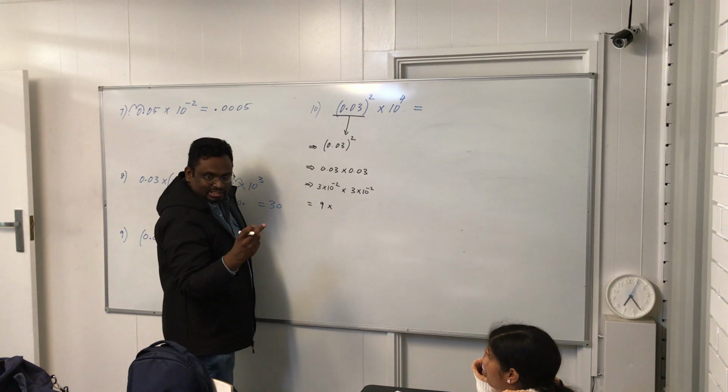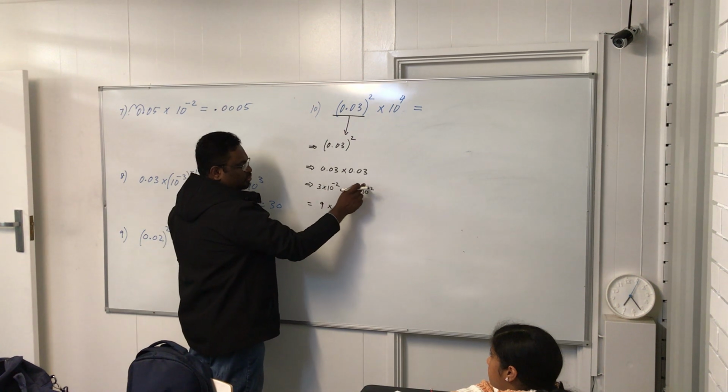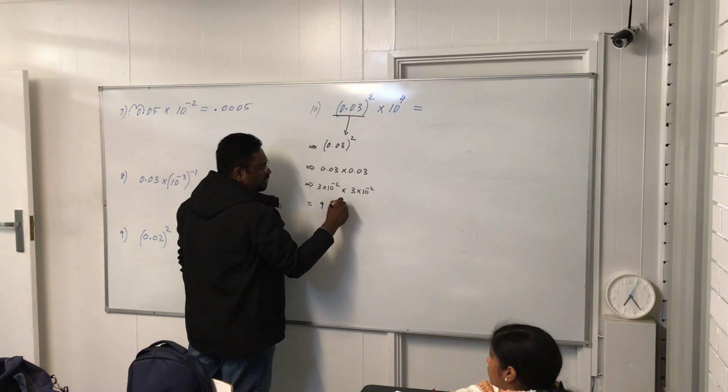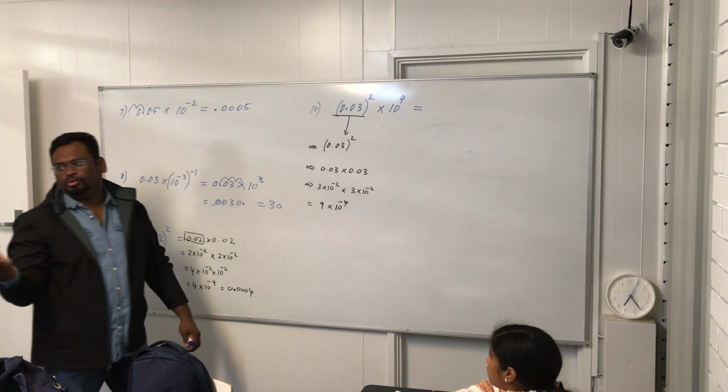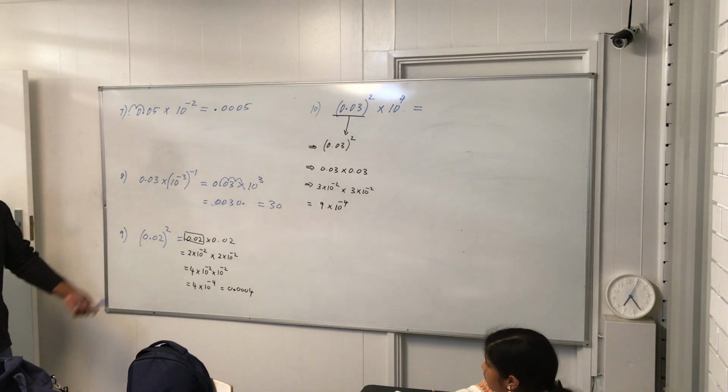We'll use our experience a little bit now. 3 times 3 is 9. 10 to the power minus 2 times 10 to the power minus 2 means powers are adding each other, right? So it's going to be 10 to the power what? Minus 4. Game over. What magic is that? You know it, you know it.